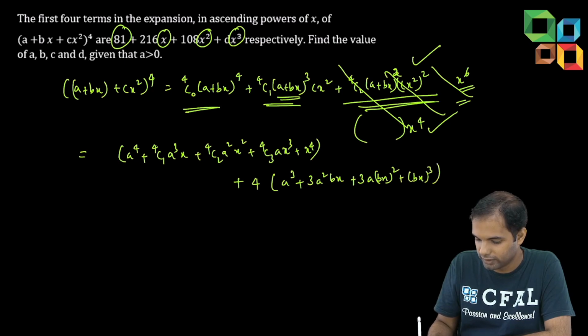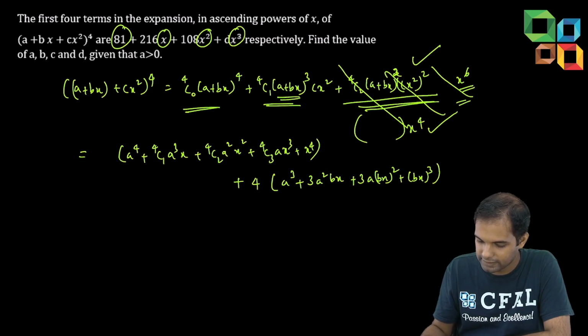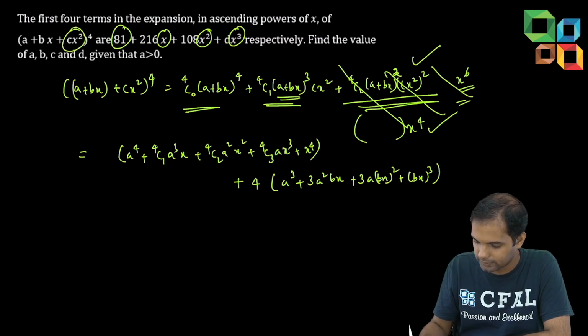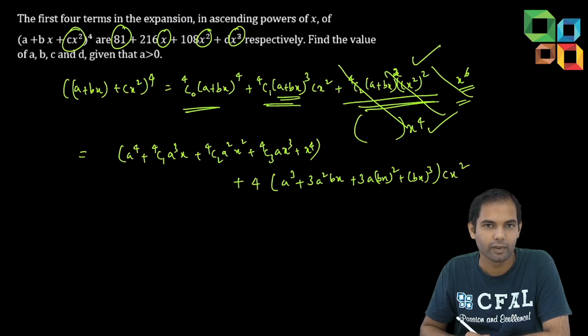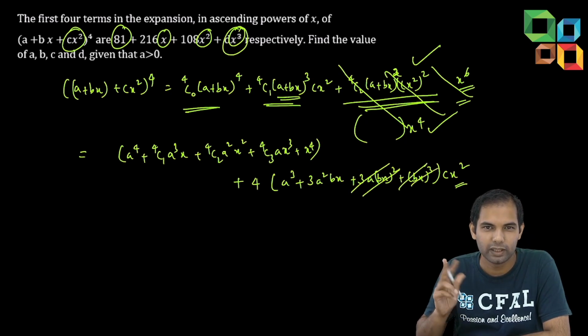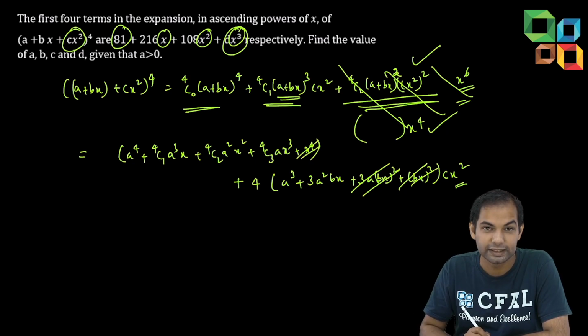I need not again write all the terms. Look at the terms outside. It is cx square, as it is. And this is x square, we need maximum x cube. So can I ignore these terms? I can, because the product will have higher powers. Similarly, can I ignore this x power 4? Yes, I can. Higher powers.